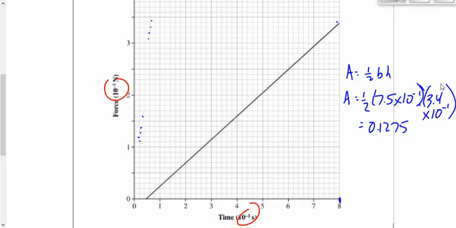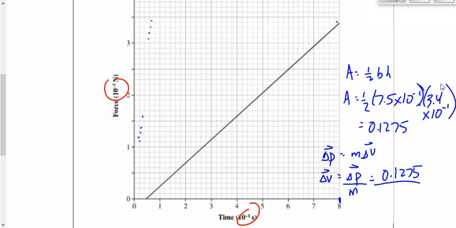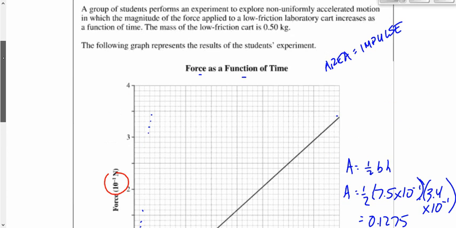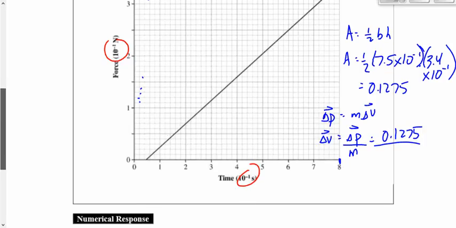That's the impulse. Now we're going to set that equal to m times delta v. Rearrange to solve for delta v. Delta v is 0.1275 divided by the mass. What's the mass? 0.5 kilograms? I think it was. Yep. Divide that by 0.5, we get 0.255, or 2.55, 2.6 times 10 to the minus 1.